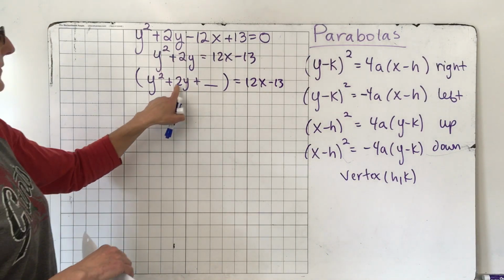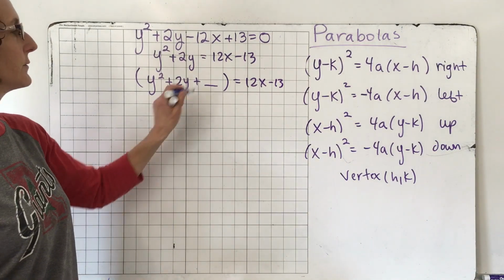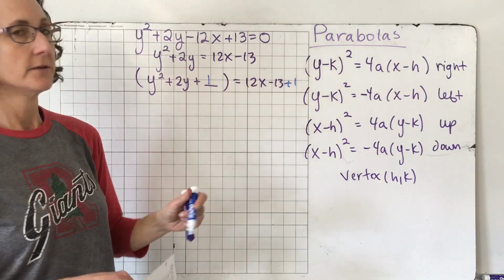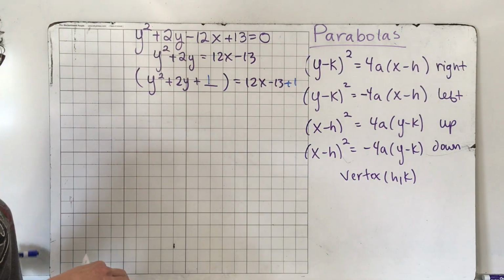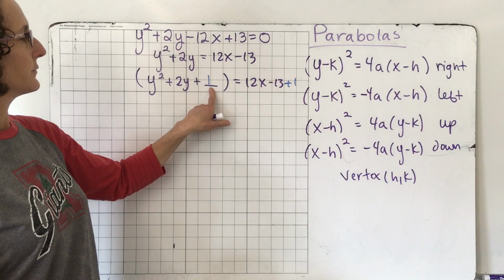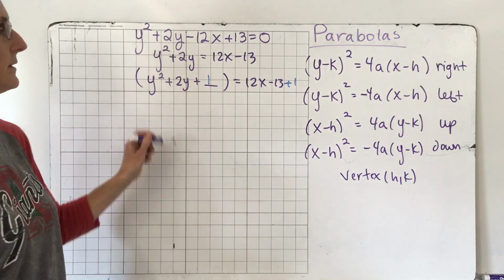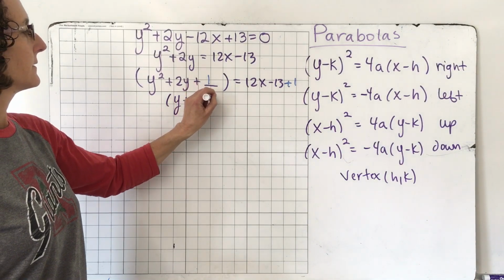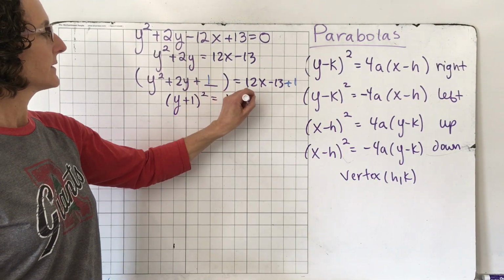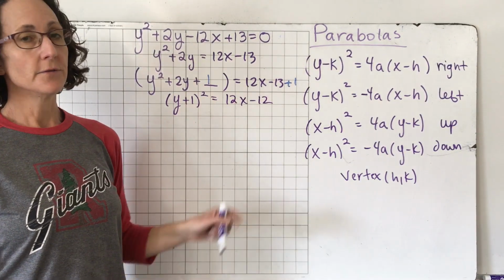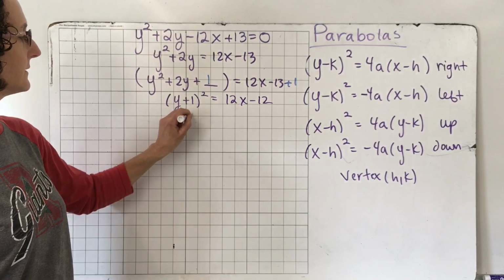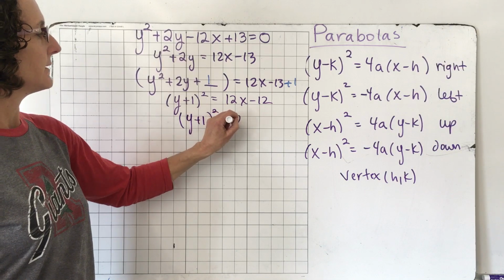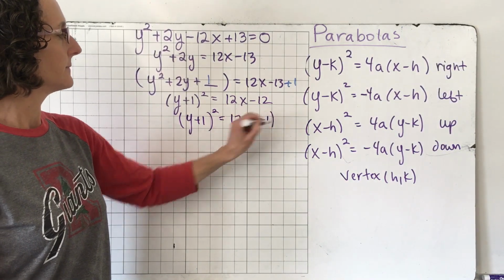So you take half of this number, which is 1, you square it and you get 1. If you add 1 there, don't forget to add 1 on the other side, okay? And then if you do it right, this should factor. So what multiplies to 1 and adds to 2? And that, of course, is y plus 1 squared, okay? Over here, you get 12x minus 12. And then don't forget, you have to factor that number out. So y plus 1 squared equals 12 times x minus 1.